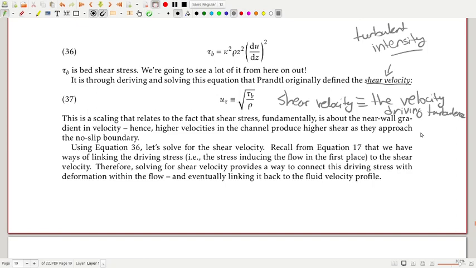So, for example, you might remember from the depth-slope product, we can define shear velocity in terms of the slope of the channel, gravitational acceleration, and the density of the fluid. And so, therefore, if we solve for shear velocity, we have a way to connect this driving stress with deformation within the flow, and eventually link it back to the fluid velocity profile. So we can see how the forces driving the flow produce a profile of velocities throughout the fluid.